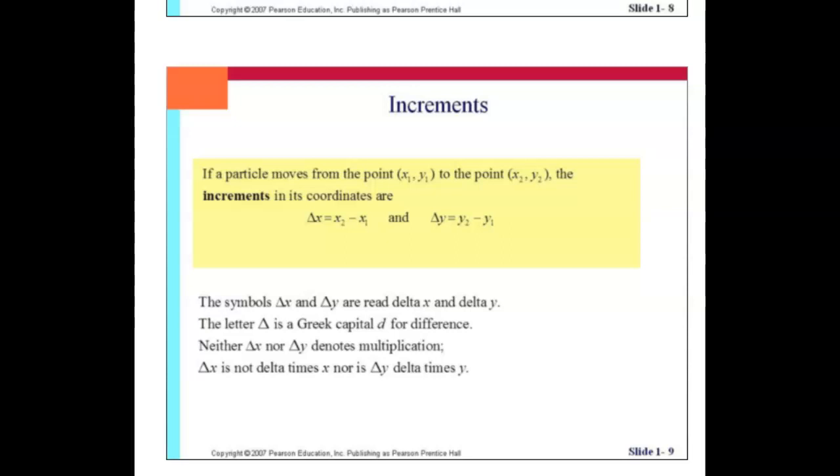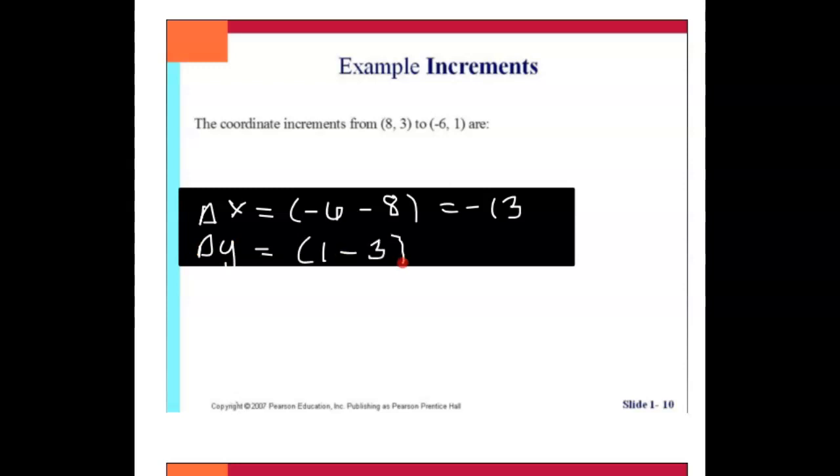So let's look at an example of an increment. We have the coordinates 8, 3, and negative 6, 1. So we can talk about delta x and delta y. Delta x is going to be the change in the x values, so that would be negative 6 minus 8, or negative 14. And delta y will be the change in the y values, so 1 minus 3, or negative 2.